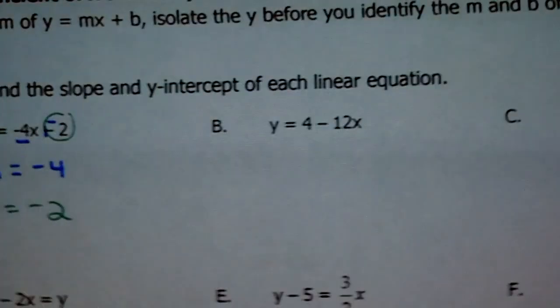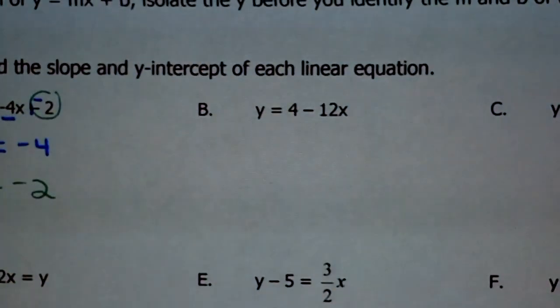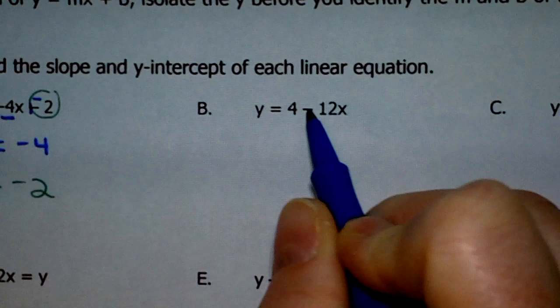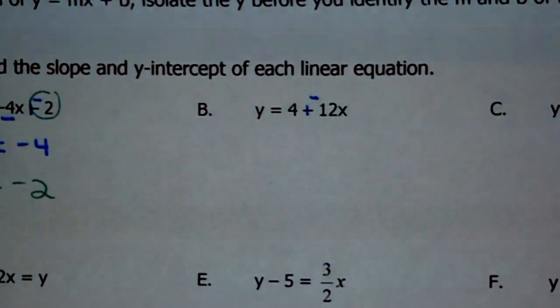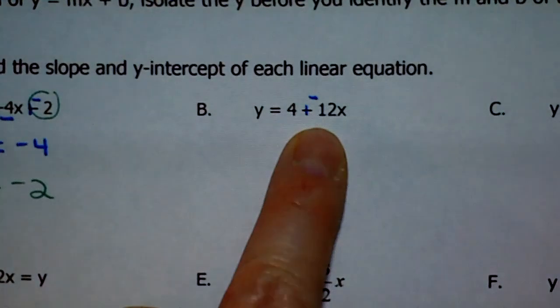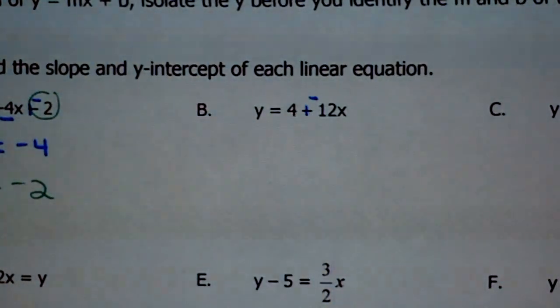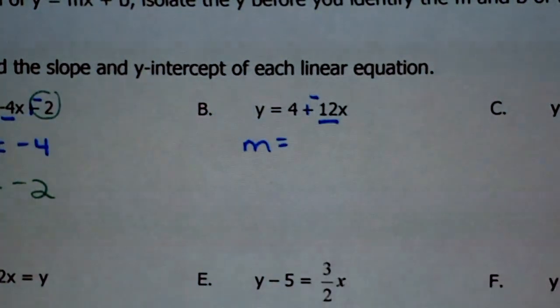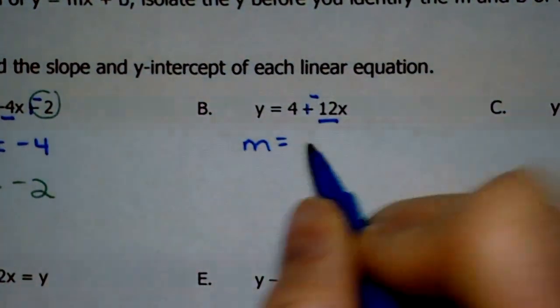All right, let's try the next one. This one looks a little bit different. It's not too much different, though. The y is already by itself. I'm going to keep, change, change. Remember, you keep the number, change the sign, change the number that follows the subtraction sign. Never change the number in front of the subtraction sign. All right, and looking at this one, I see that the number in front of the x isn't 12. It's a -12.